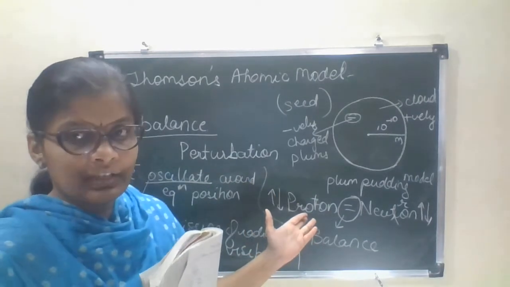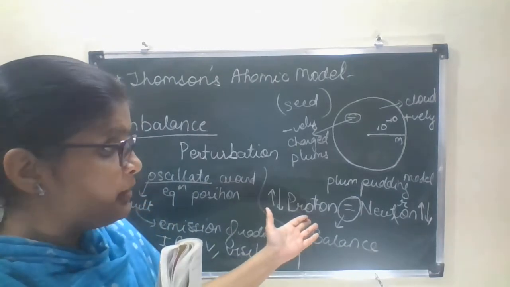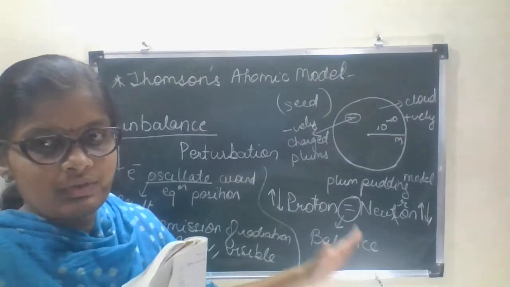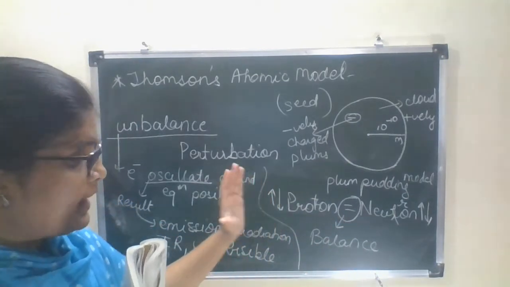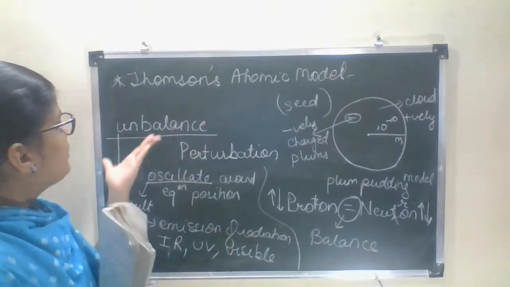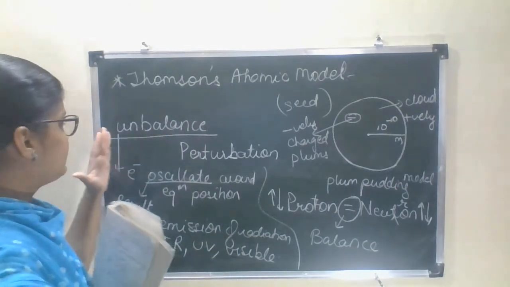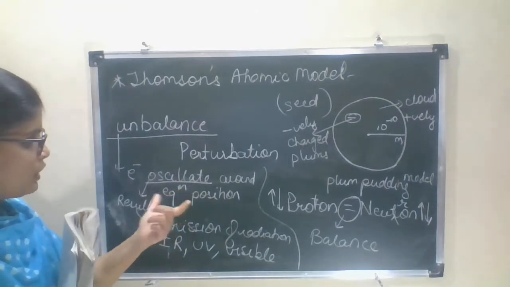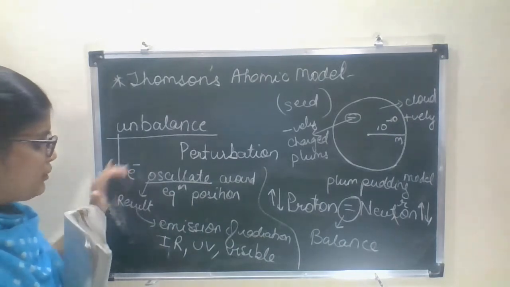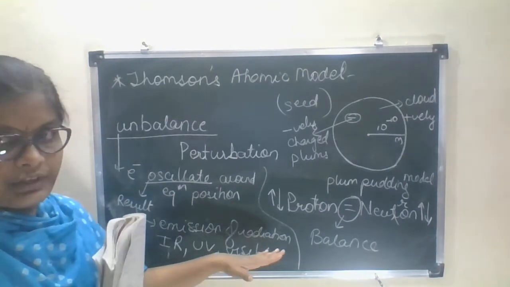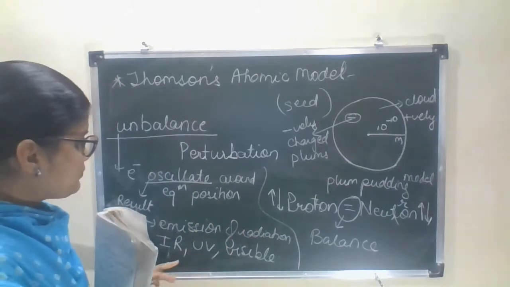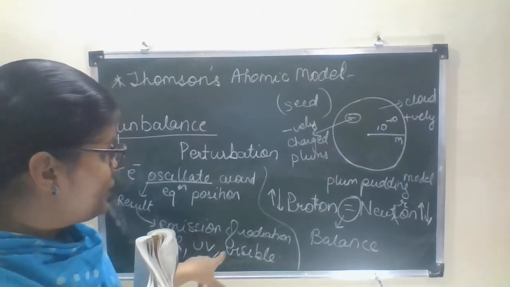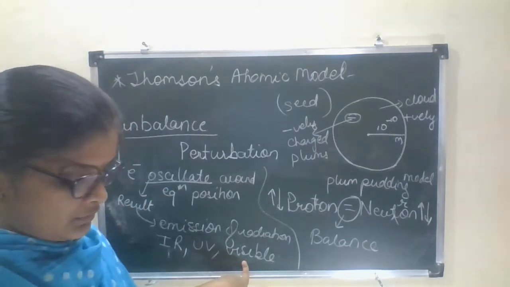Then we studied the concept of stability, or the neutral concept, where the number of protons and the number of neutrons are equal. Then we called it a balanced state. When the atom is in the unbalanced state, what happens? The electrons oscillate around the equilibrium position, and the result of this oscillation is the emission of radiation of definite frequency, and those frequencies were related to infrared, ultraviolet and visible light.